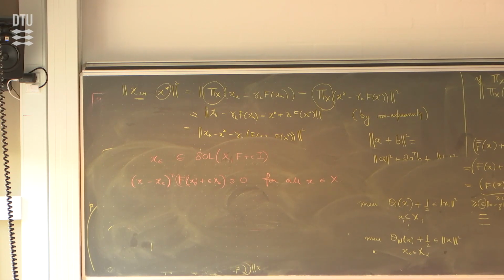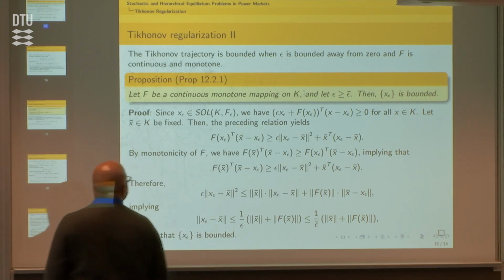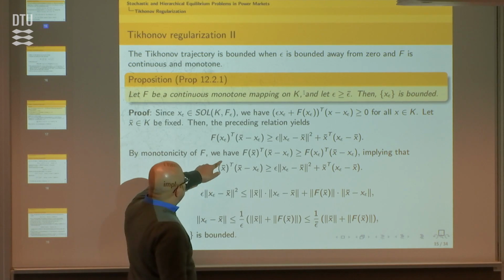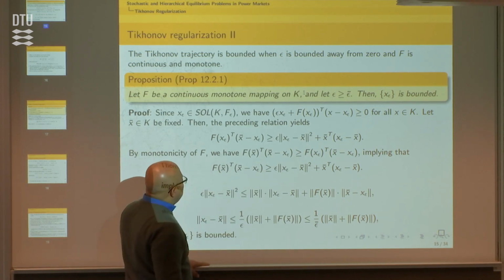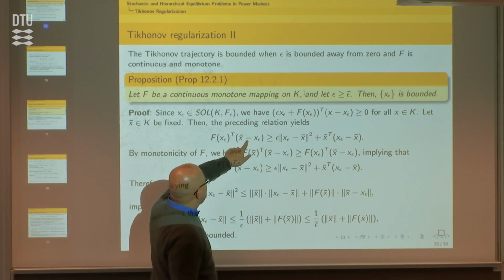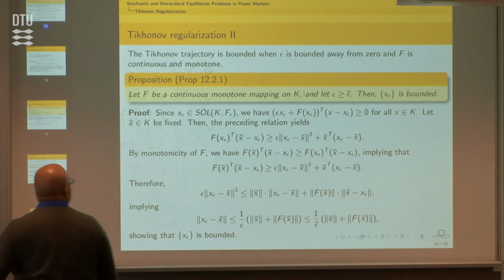Now, if you look at this relationship, let x bar be fixed. And what you can do is just write this out: F of x bar transpose x bar minus x epsilon. Let me just write this out.